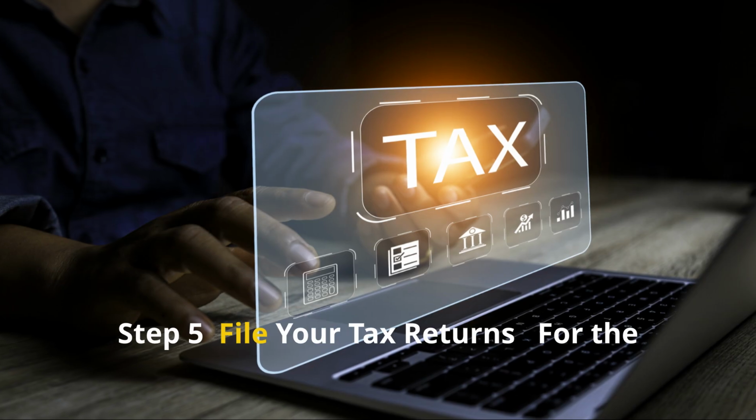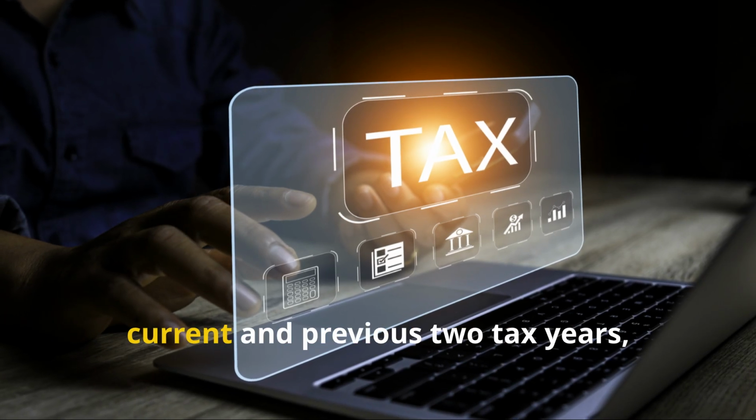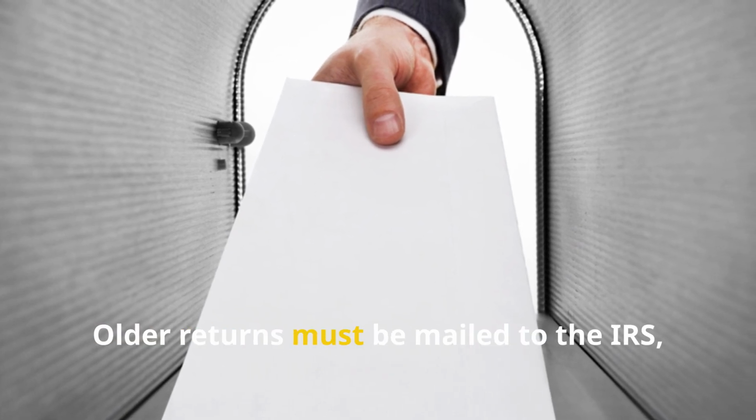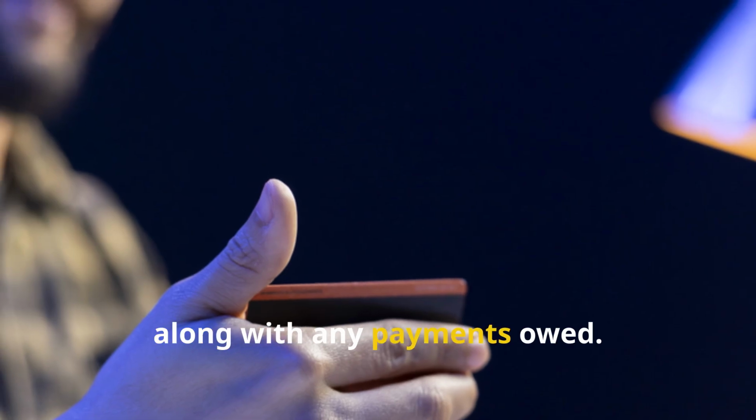Step 5. File your tax returns. For the current and previous 2 tax years, e-filing is an option. Older returns must be mailed to the IRS along with any payments owed.